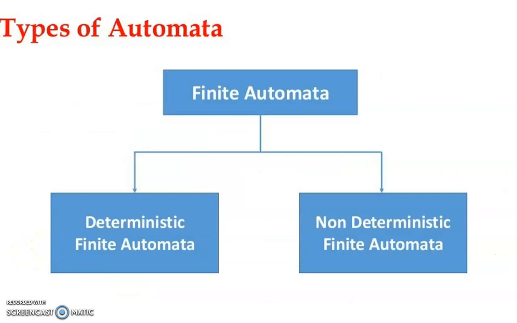Next is the types of automata. Finite automata are divided into two types: deterministic finite automata and non-deterministic finite automata.